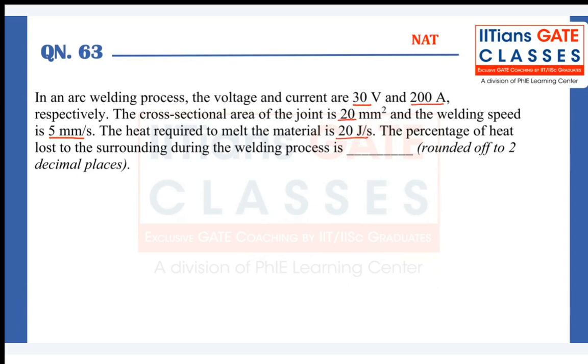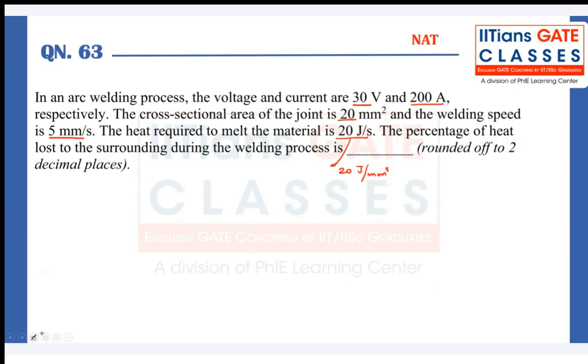Actually, guys, we have solved this in the class. It is a controversial question. Here, actually, it is 20 joule per mm cube. It has to be 20 joule per mm cube. We have solved this question in the class, so go through that. However, we'll solve it here also. The percentage of the heat loss to the surroundings during the welding process is to be found.